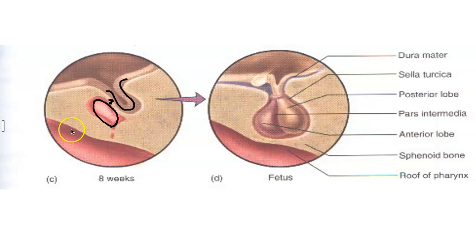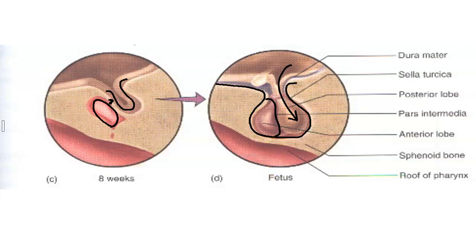And keep in mind, this is at a time when the bone has not fully developed. The sphenoid bone will develop around this area, and the pituitary gland is found in the sella turcica. That downgrowth that originated from the hypothalamus is the posterior pituitary. It's made out of a collection of axon terminals of the neurons that are originating up in the hypothalamus. And the anterior pituitary is a collection of epithelial cells that originated from the roof of the mouth.